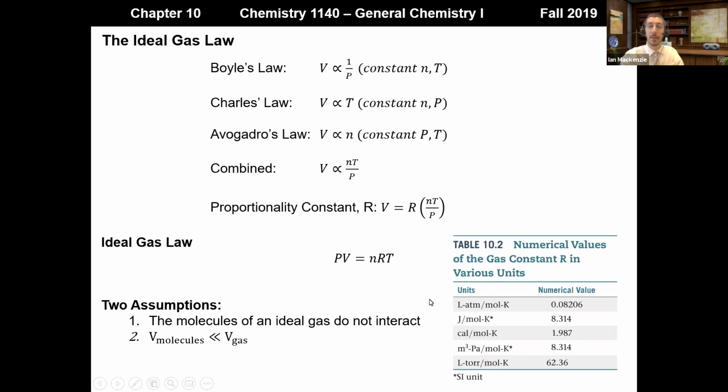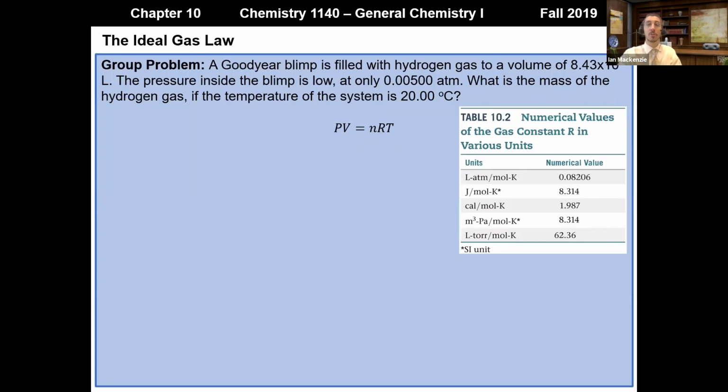So let's see an example of how we might use this in a problem. A Goodyear blimp is filled with hydrogen gas to a volume of 8.43 times 10 to the 6 liters. The pressure inside the blimp itself is very low at 0.00500 atmospheres. What is the mass of hydrogen gas inside the blimp if the temperature of the system is 20 degrees Celsius? Well, so we have a gas, hydrogen gas, in a Goodyear blimp. I think nowadays they use something else due to the flammability of hydrogen, but as just an example here.